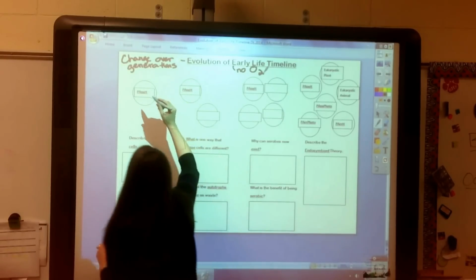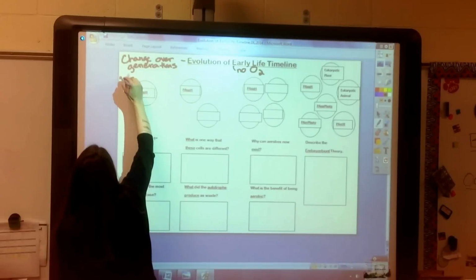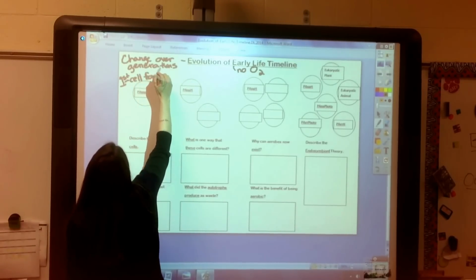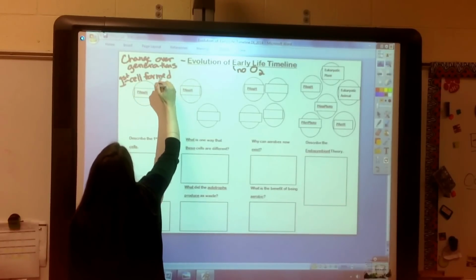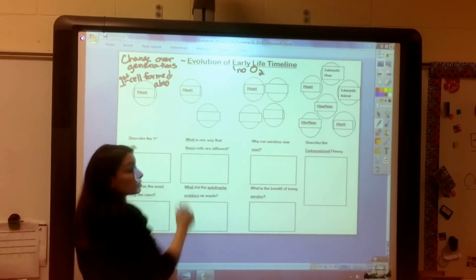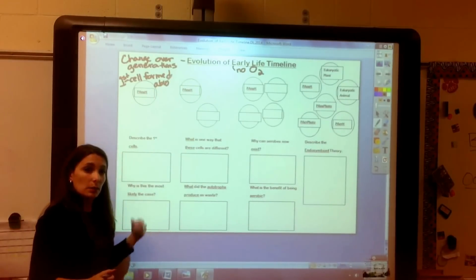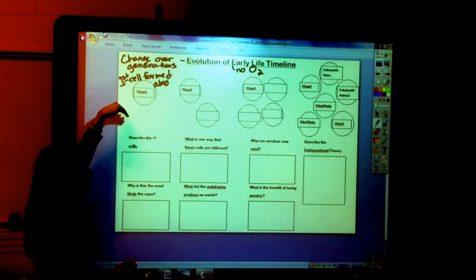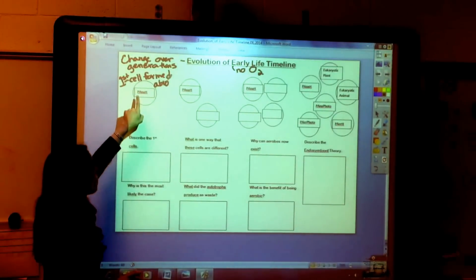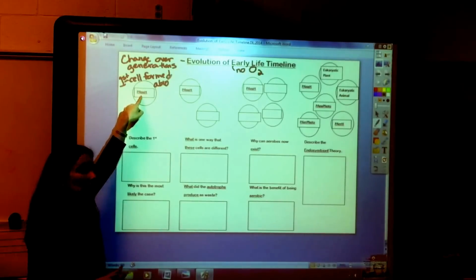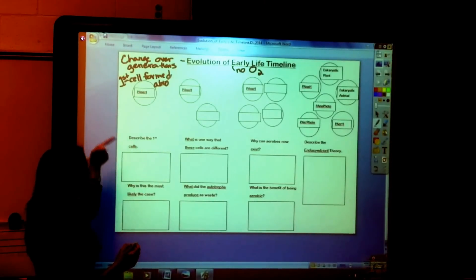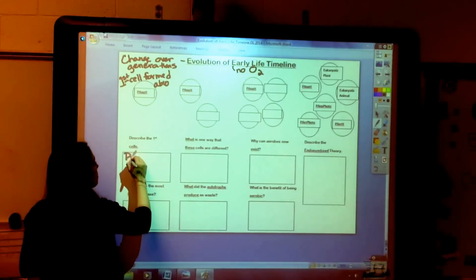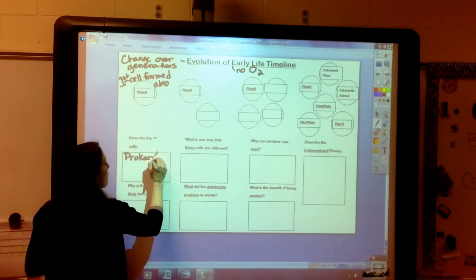And so we do want to add in that the first cell might have formed through... finish that word, what? How did that first cell form? And so the characteristics of that first form, we have written here P and H. The characteristics of that first cell, the P is that it is prokaryotic.